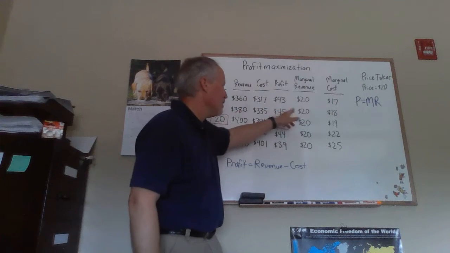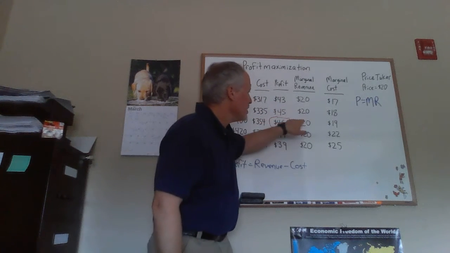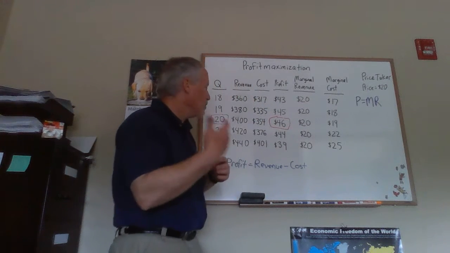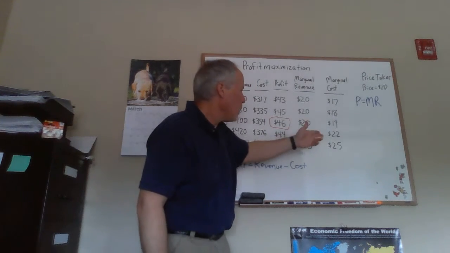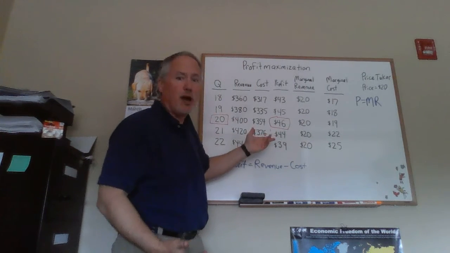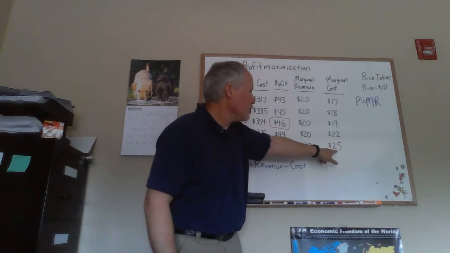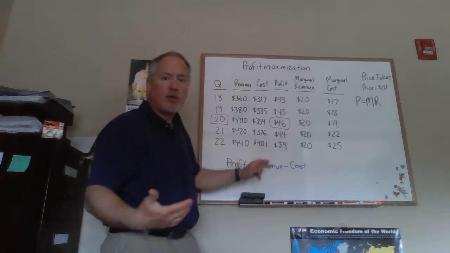Well, you can't see that because we have the previous one, but then it goes up $2 here, and then you can see it would go up $1 here. But then marginal cost gets to be greater than the marginal revenue. It's 22 versus 20, so profit is going to go down $2. It goes down from 46 to 44. And the marginal cost goes up to 25, and the profit goes down from 44 to 39.